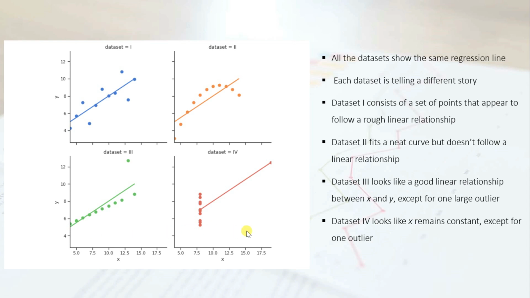For dataset 4, it looks like X remains constant, and for only one XY pair X changes. For all other points X remains the same. So when we visualize the datasets, we see a drastic difference from the interpretation that we can form from the summary statistics. This is how data visualization helps us to come up with obscure or hidden information within the data. Thank you.